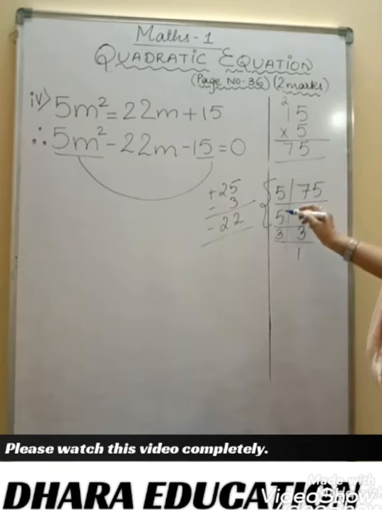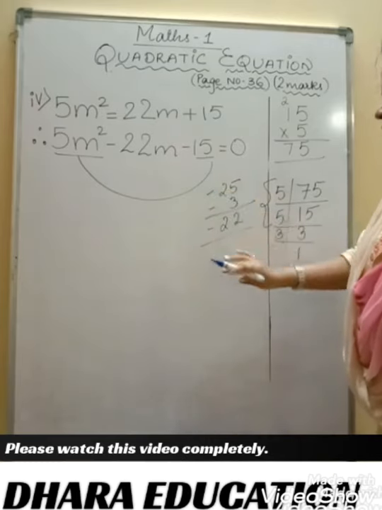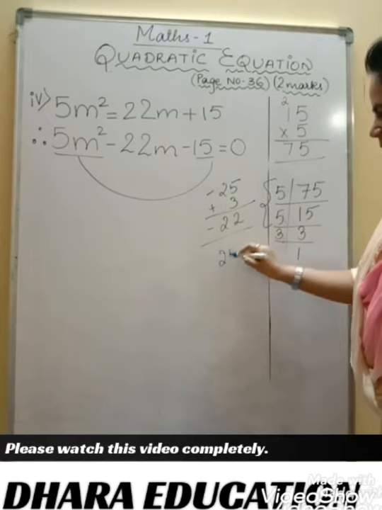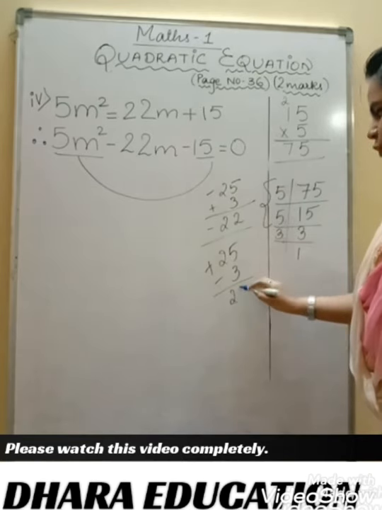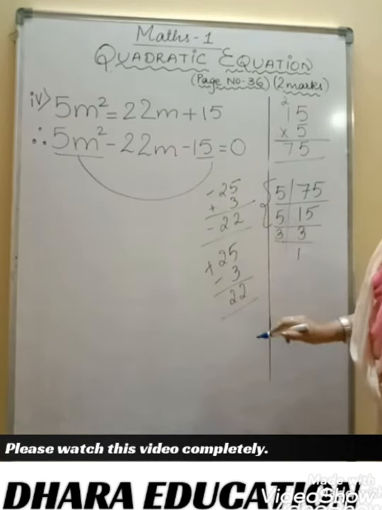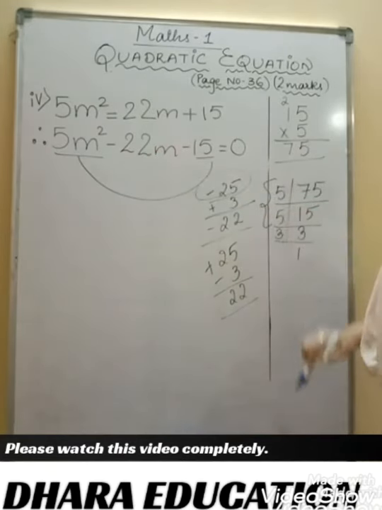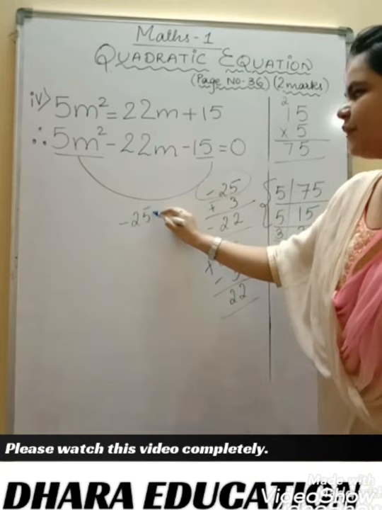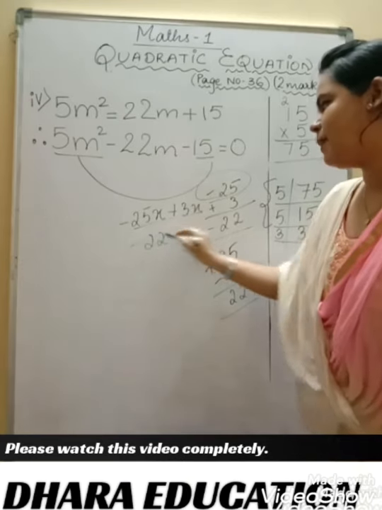So here I have taken 5 fives are 25 and here 3. But there is a little mistake. Here it will be minus 25 and plus 3 will give you minus 22. If you take plus 25 and minus 3, this will actually be positive 22. But we want minus 22. So for that, what do we have to put? Minus 25 first and then plus 3. Means the factors minus 25x and plus 3x give you minus 22x.